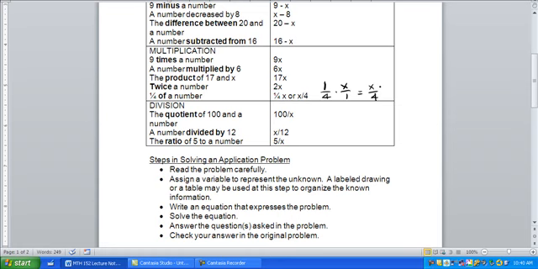Division, the quotient of 100 and a number. Always in the quotient, whatever is given first is on top and whatever is given second is on the bottom. So it's 100 divided by x. A number divided by 12 would be x divided by 12. And the ratio of 5 to a number would be 5 divided by x.